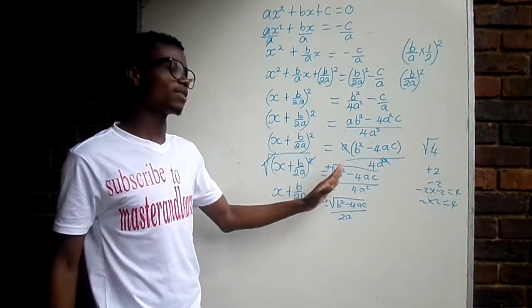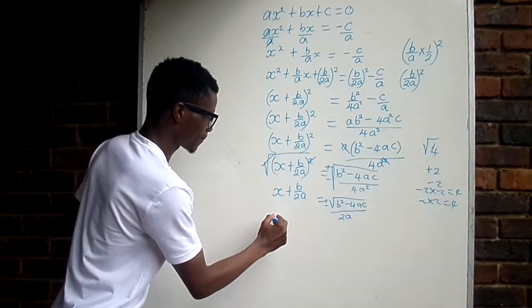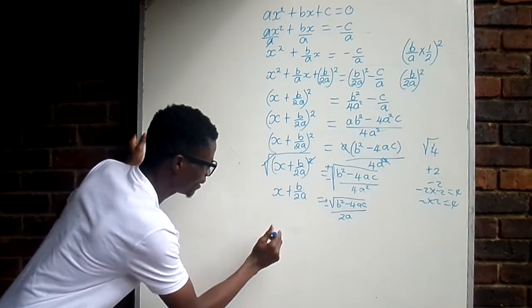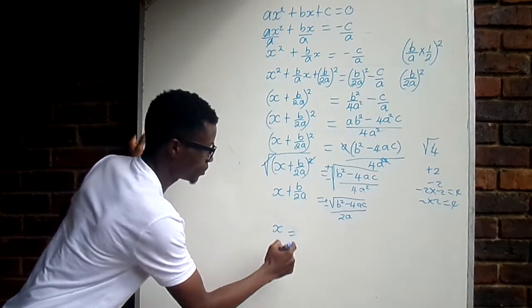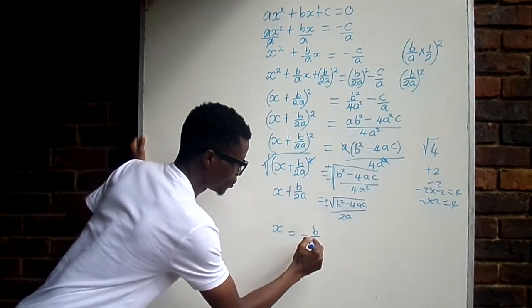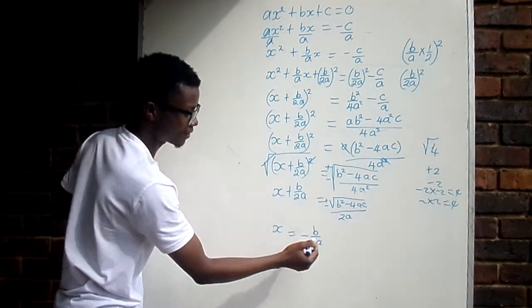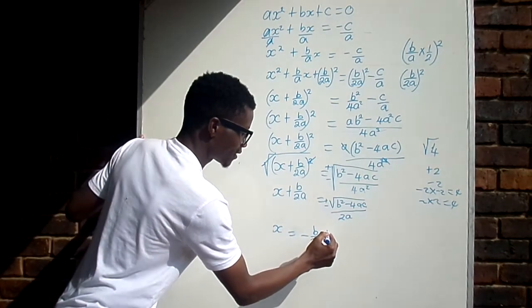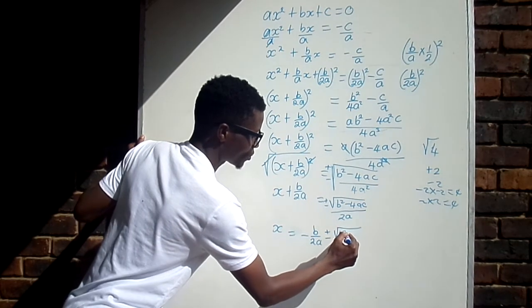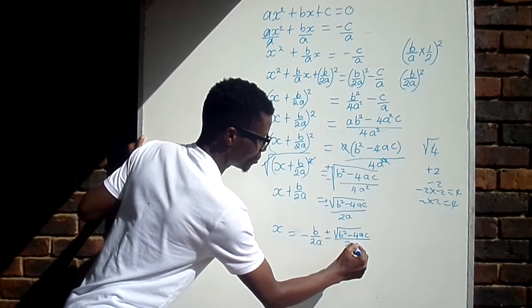So I'm going to transpose everything to the right and leave x on the left. So x is equal to, X is equal to, transpose, we get minus b over 2a. Remember, when everything is transposed to the other side, the sign changes. Plus or minus the square root of b squared minus 4ac all over 2a.